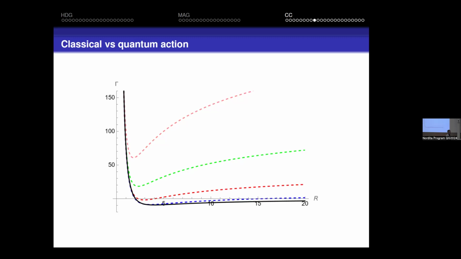You can see here already exactly what happens. The black line is the classical action, so this is when you put N equal to 0. For small curvature, this is dominated by the cosmological term. It goes like 1 over R squared. And for large curvature, it is dominated by the Hilbert term. It goes like 1 over R, and it's negative. And this has a minimum here at R equal to 4 lambda. This is the solution of the classical equations of motion. R is 4 lambda.